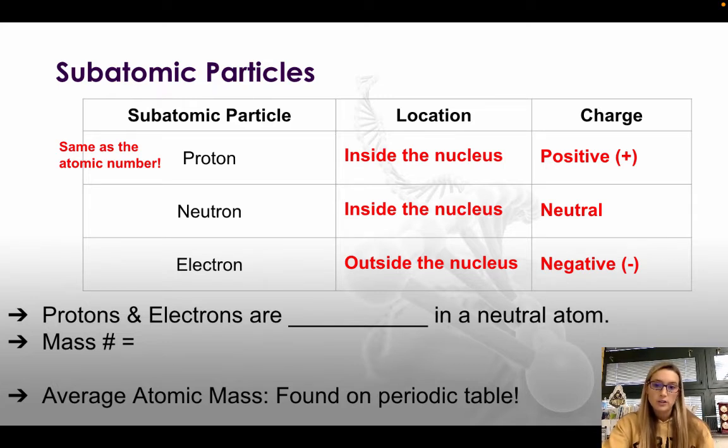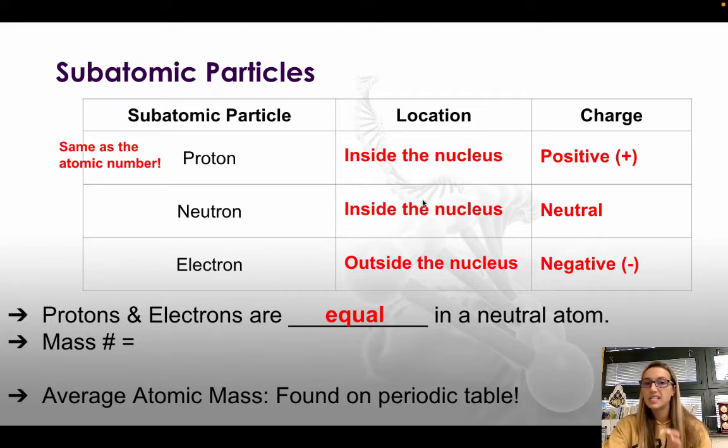Now, protons and electrons, if it is a neutral atom, are equal. If it's a neutral atom, the protons and the electrons are equal. So if there are 5 protons, there must be 5 electrons to keep that neutral, to keep the charge 0. Within the nucleus, we notice here the proton and the neutron are inside the nucleus.